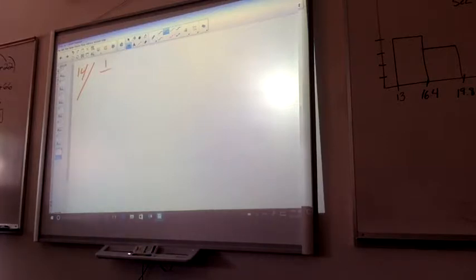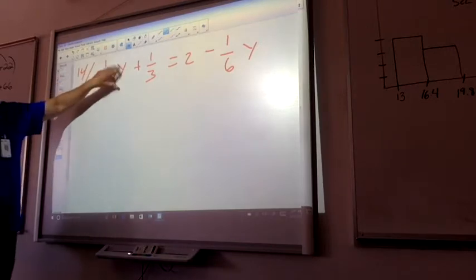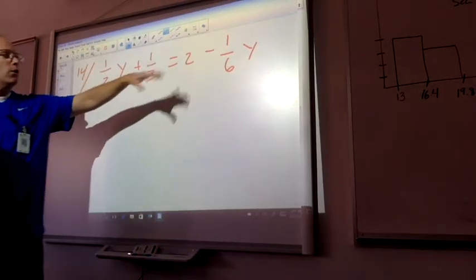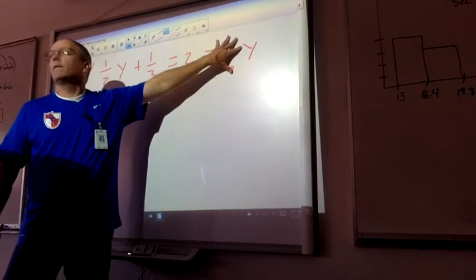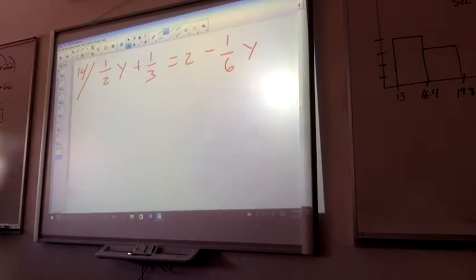Number 14, we have 1 over 2y plus 1 over 3 is equal to 2, 1 over 6y. How many terms does it appear we have? I got 1, 2, 3, 4. Make sense? I have denominators of 2 and 3 and 6. What's the smallest number they all go into? I see a 6, yes?